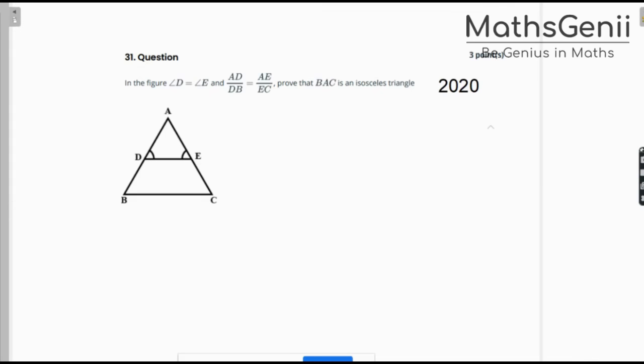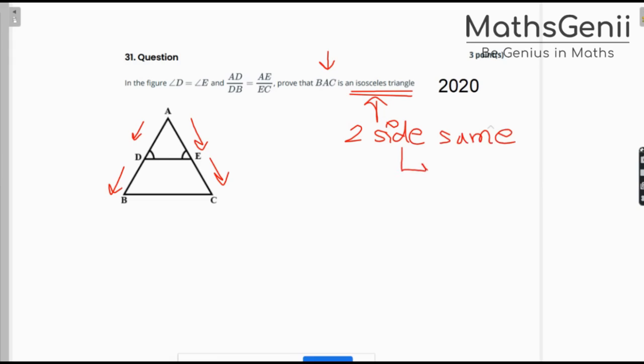Now look at this question. In the figure, angle D and angle E are equal and a ratio is given to you. He says AD upon DB is equal to AE upon EC. Prove that BAC is an isosceles triangle. Isosceles triangle means what? Two sides should be the same. So I have to prove at the end that side AB should be equal to AC.